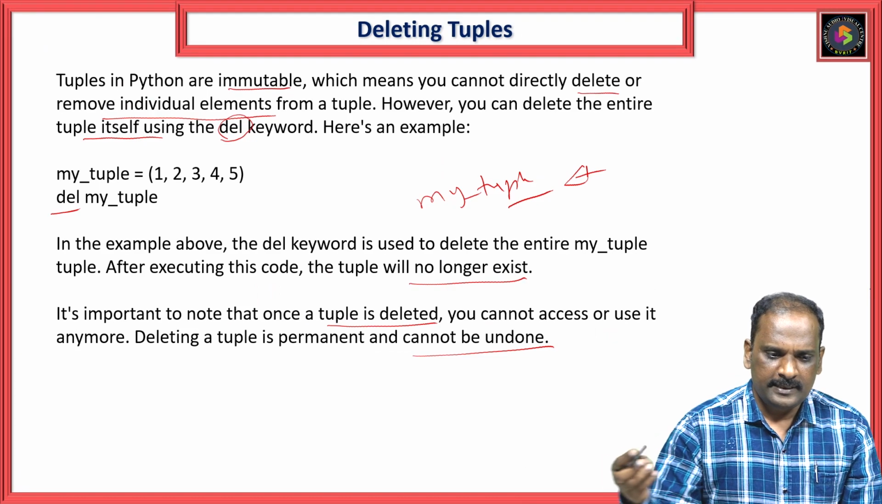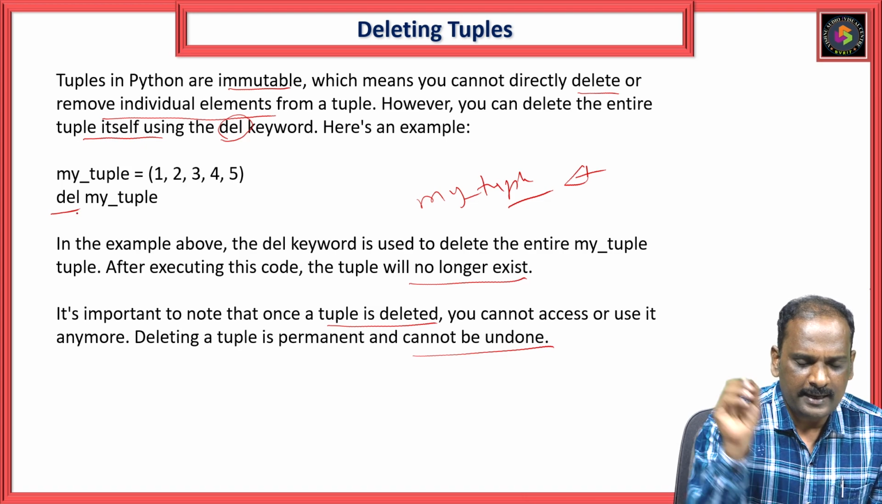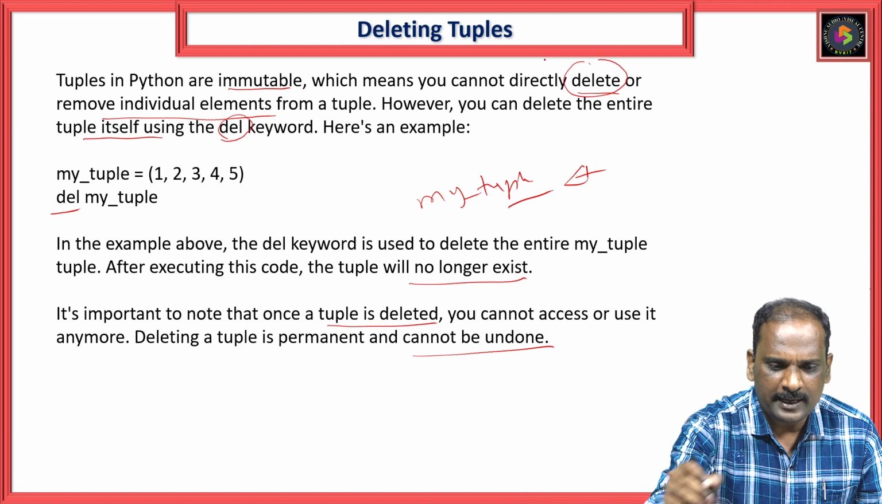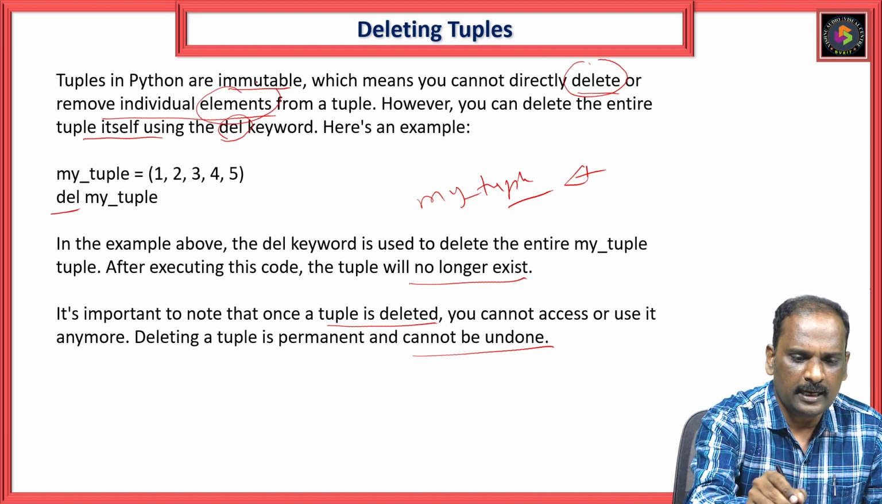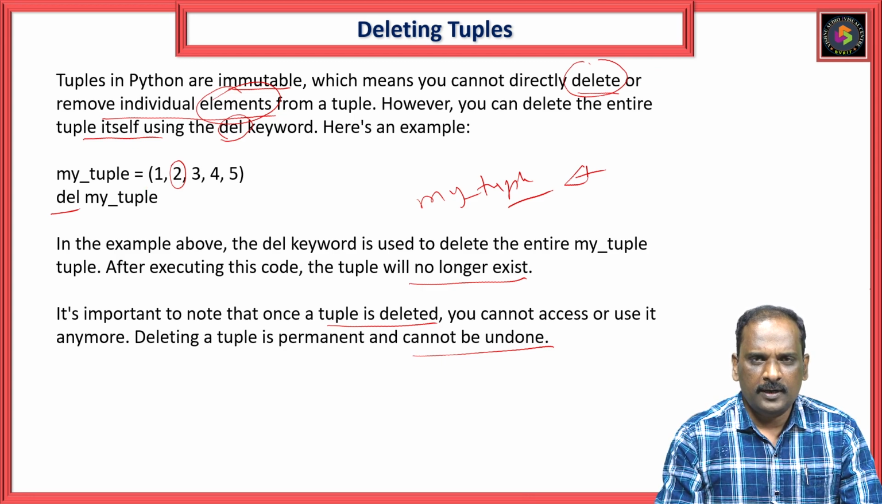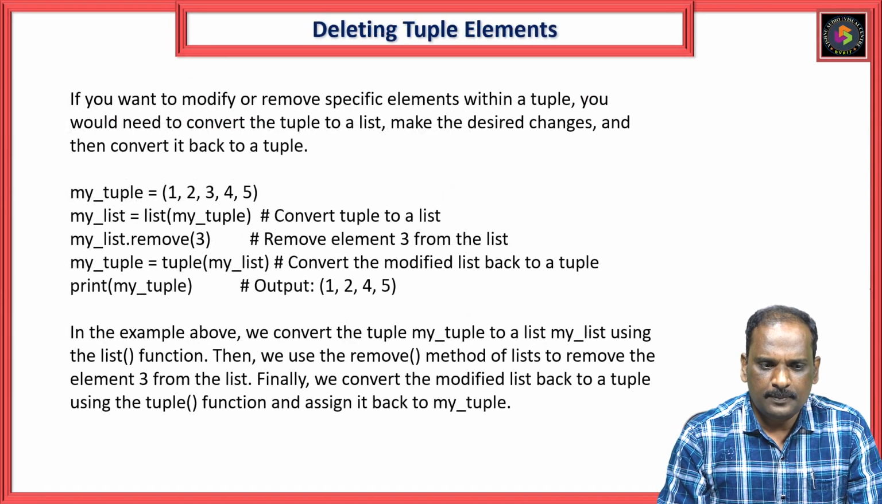Now we have seen deleting an entire tuple. But what if I want to delete elements? Remove the elements like this. I want to remove the element 2 or element 4. How can we do that? This can be done by using this example.